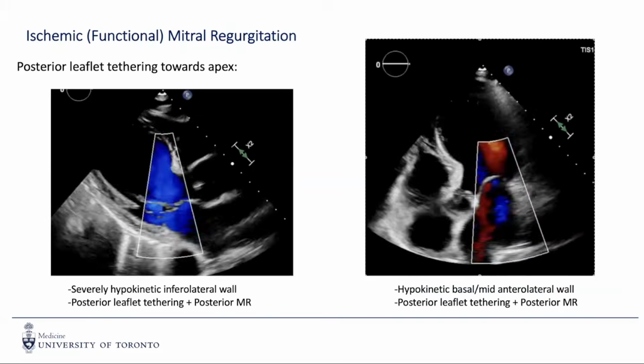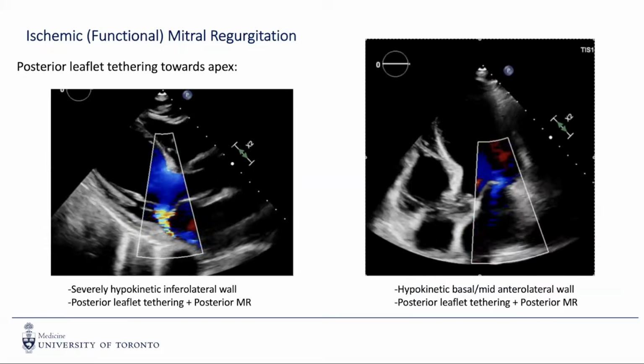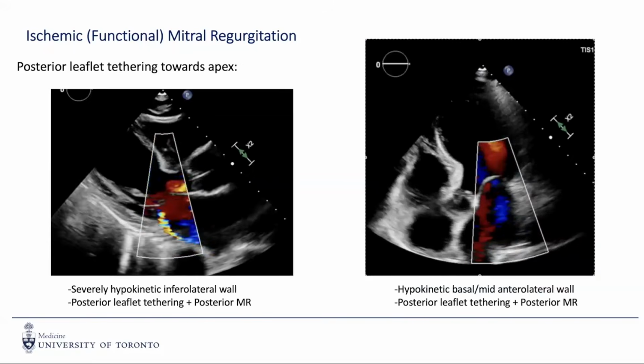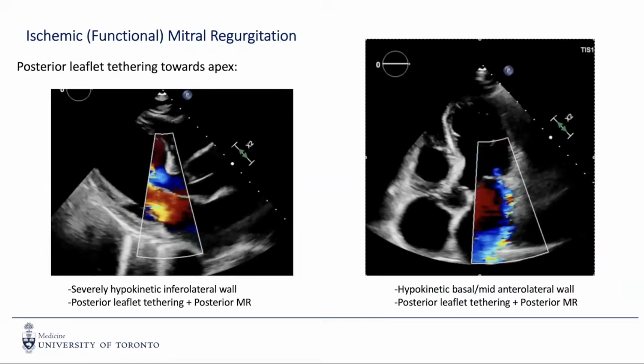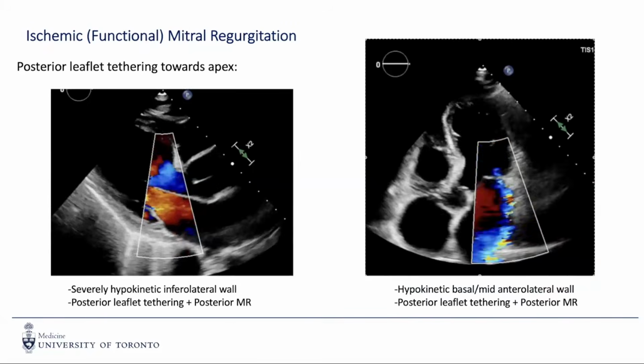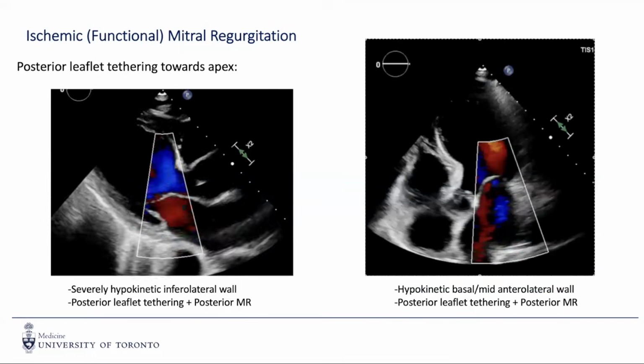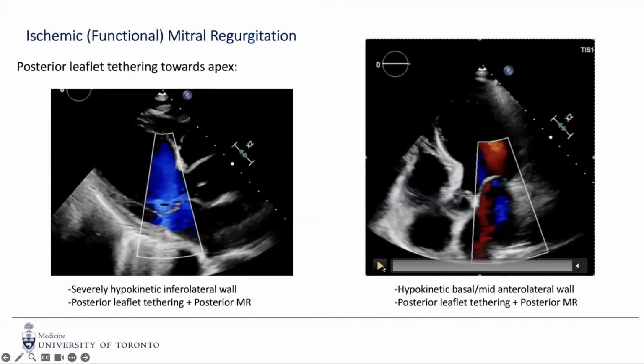Looking at some examples here. So in this first example, you can appreciate that the posterior leaflet seems to be significantly tethered in the context of a severely hypokinetic inferolateral wall. And you can appreciate how the MR seems to be going more posteriorly. Likewise, with the apical 5-chamber view here, you can see how it's more eccentric, and it's going more posteriorly as opposed to central.